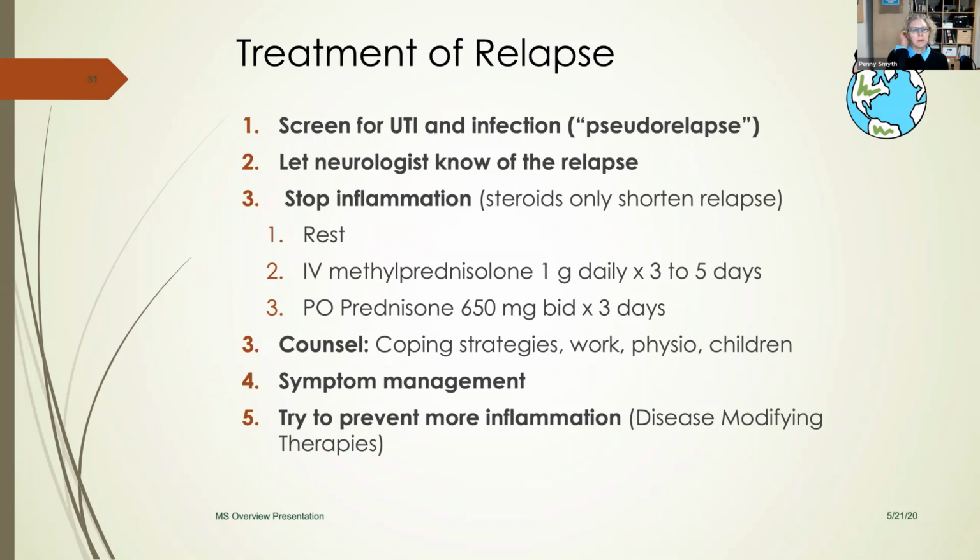So what happens when a person we think is having a clinical inflammation event, a relapse? The first thing we do is screen for infection, because their MS can react to the infection and look exactly like a relapse, and we call that a pseudo-relapse, because then our job as clinicians is to treat the infection rather than the inflammation. Then we let our neurologists know, this is when I talk to GPs and things, so that we can maybe look at their therapies and maybe look at switching their disease-modifying therapies.